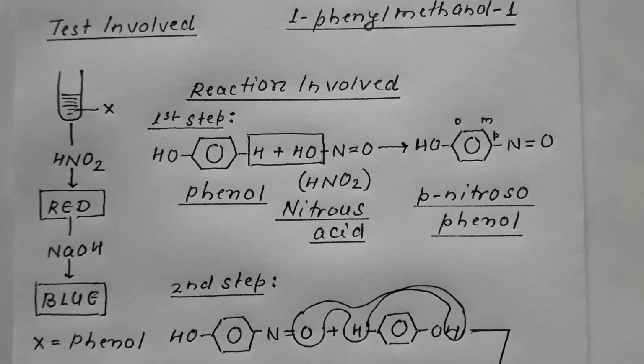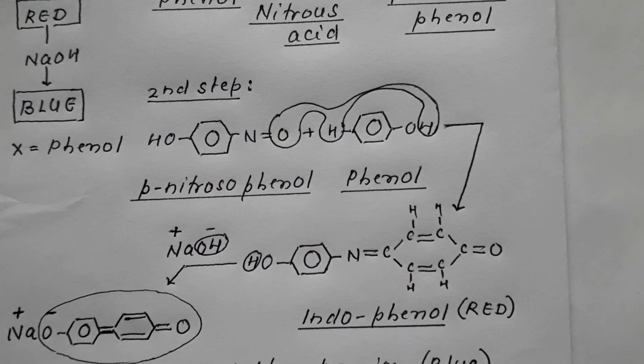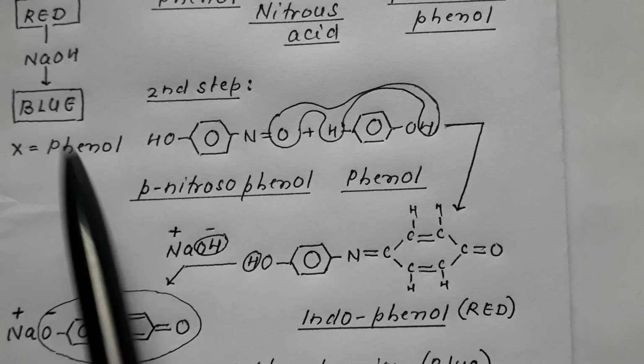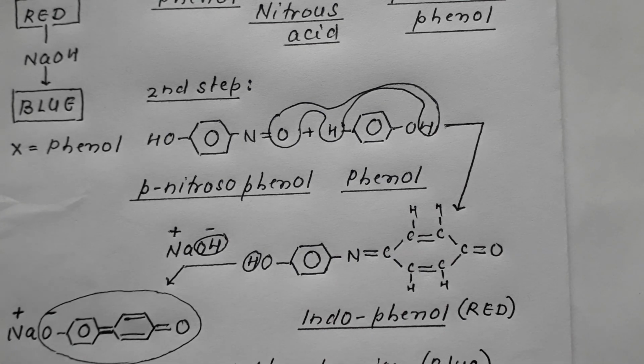So what is the reason for formation of this red color? It is due to formation of indophenol. The red color is due to formation of indophenol, and this blue color is due to formation of the sodium salt of indophenol anion. In fact, it is because of indophenol anion.